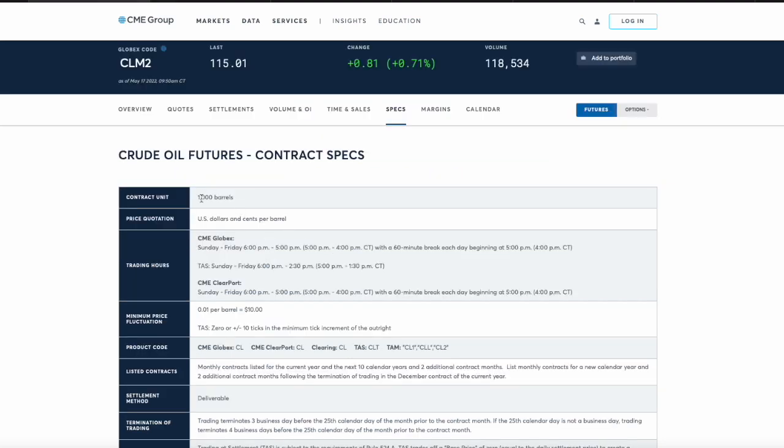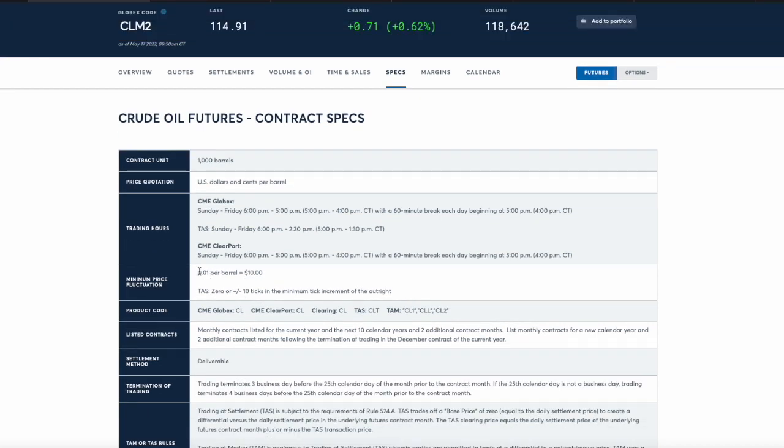So getting back to our 1,000 barrels, price quotation is in U.S. dollars and cents per barrel. If you look at the prices of crude oil, it does trade in 1 cent increments, right? We can see that up. The last price was $115.01. Now that's per barrel, and each contract, keep in mind, represents 1,000 barrels. Minimum price fluctuation is 1 cent, so it can move up or down 1 cent.